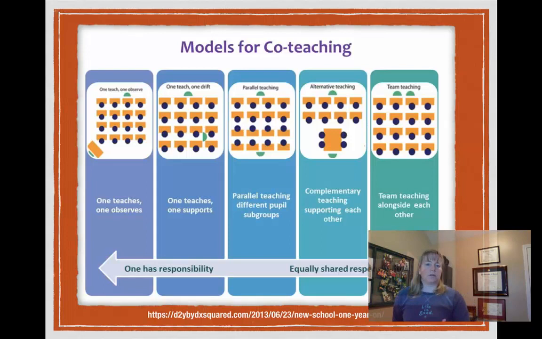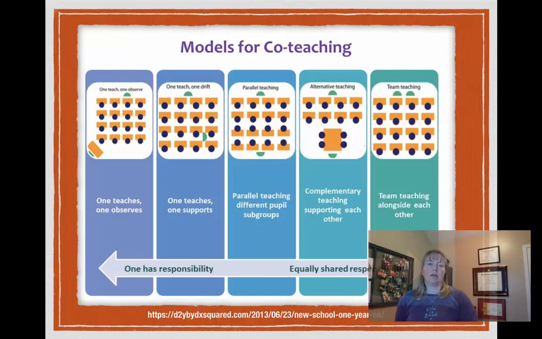The textbook talks about 5 different models for co-teaching. And hopefully you're familiar with these. You've probably participated in some of these, if not all of them, okay, during your teaching experience or your classroom experience. So I like how this graph lays it out, because it lays it out in terms of if one teacher has responsibility all the way down to where we're really equally sharing responsibility for the classroom and how the different models fit in that.